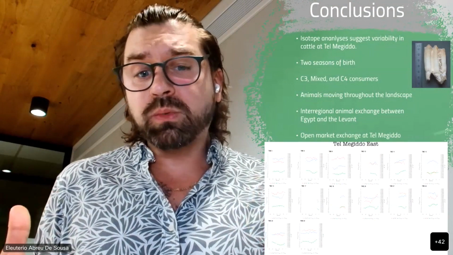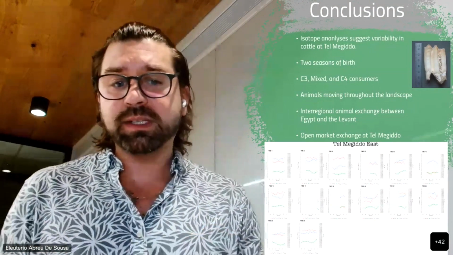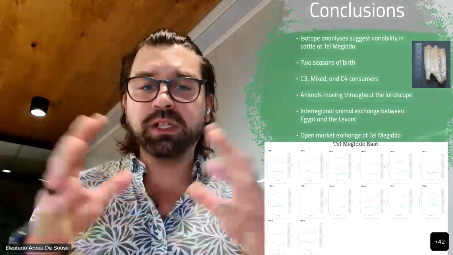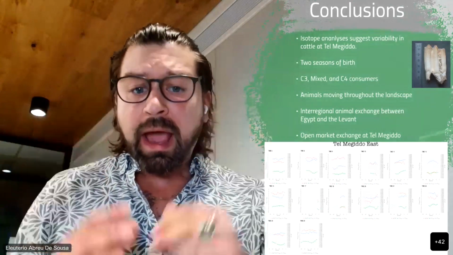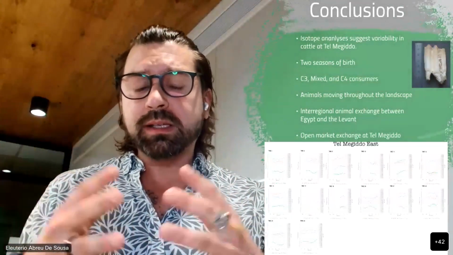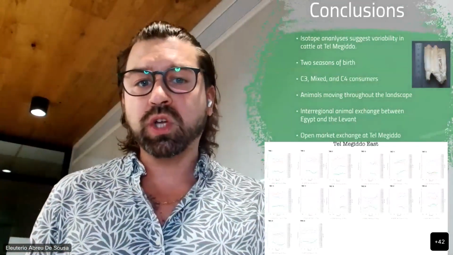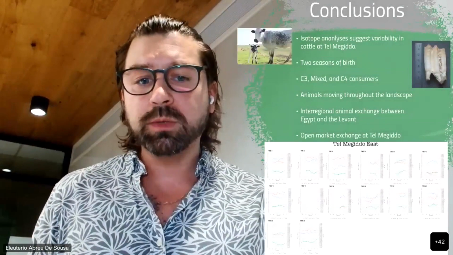And what we see is really an open market exchange at Tel Megiddo. We see that these cattle are coming from areas throughout perhaps Israel and also connected to Egypt, suggesting that there's interregional animal exchange with Egypt during the early Bronze Age.